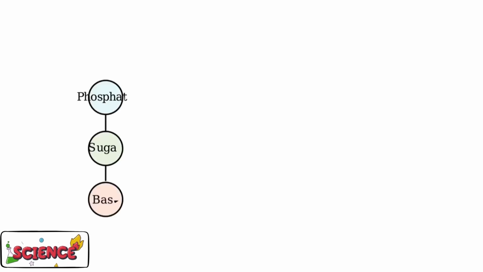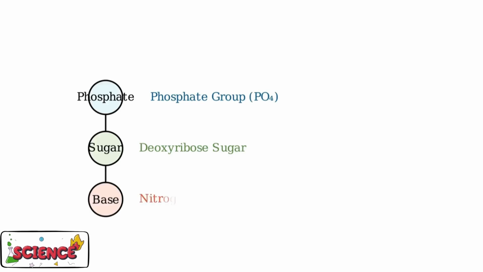Each DNA nucleotide consists of 3 essential components. First, we have the phosphate group, which forms part of DNA's backbone. Next is the deoxyribose sugar, which gives DNA its name, deoxyribonucleic acid. Finally, we have the nitrogenous base, which carries the genetic information.